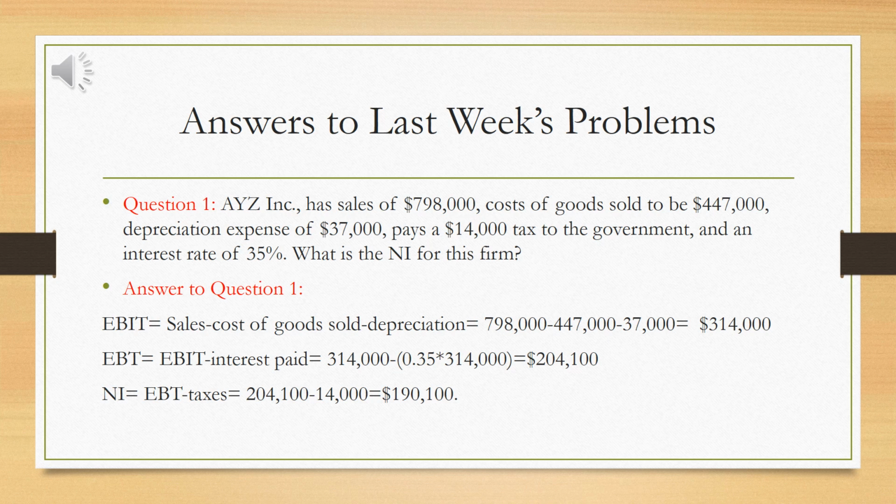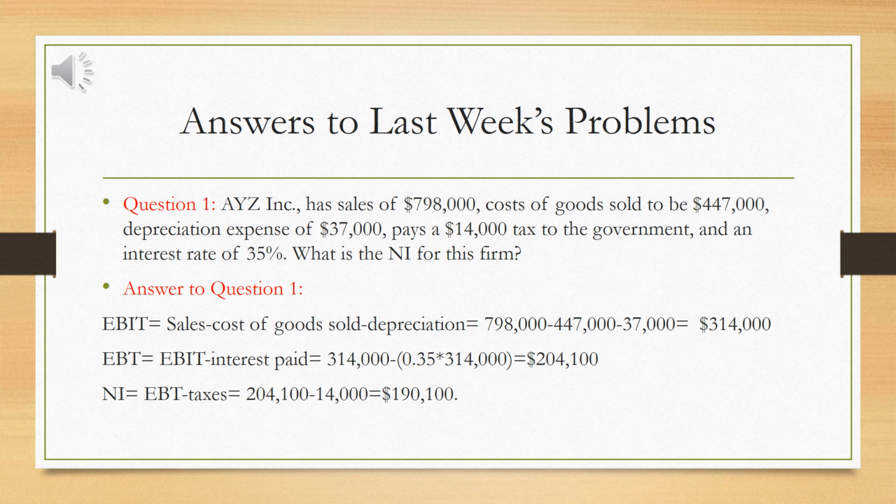Question number 1 gave us the following information. Sales to be 798,000, cost of goods sold to be 447,000, depreciation expense to be 37,000, tax to be 14,000, and an interest rate of 35%. What they're asking us to do is to find the net income for this firm.